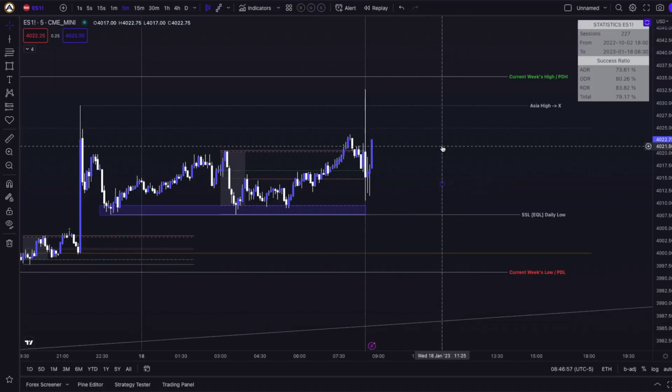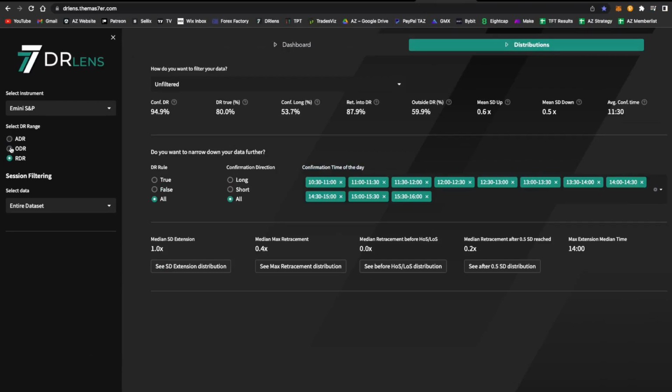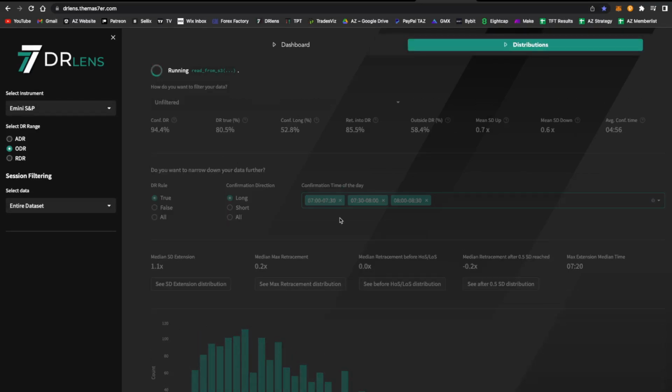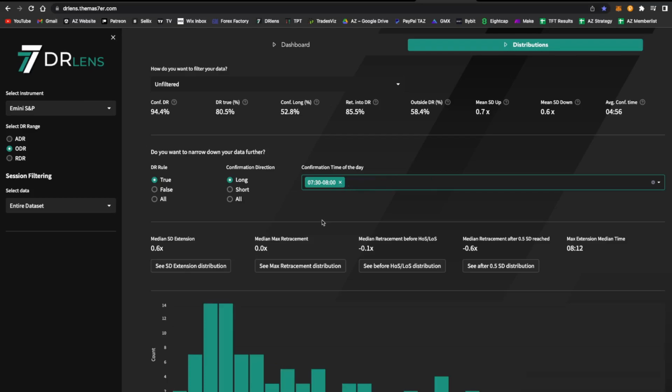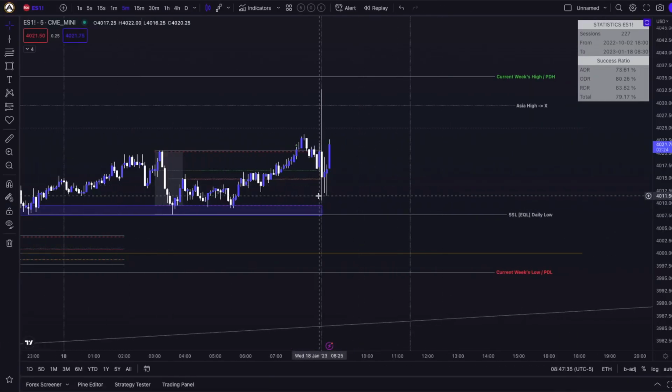Don't you filter on distributions for day? Yes, but for the ODR, we got a super late confirmation at 7:40. I can show that to you quickly. So if we go over to distributions and we go over to the ODR, we have a long confirmation. DR rule holds true, and we got our confirmation at 7:40, between 7:30 and 8 a.m. And we see that our median standard deviation to the upside would be 0.7x, and the max extension median time would be 8 a.m. New York local time, which is right here.